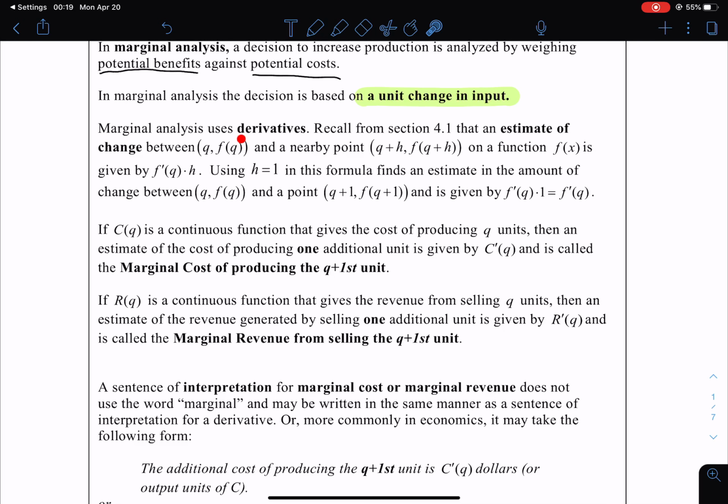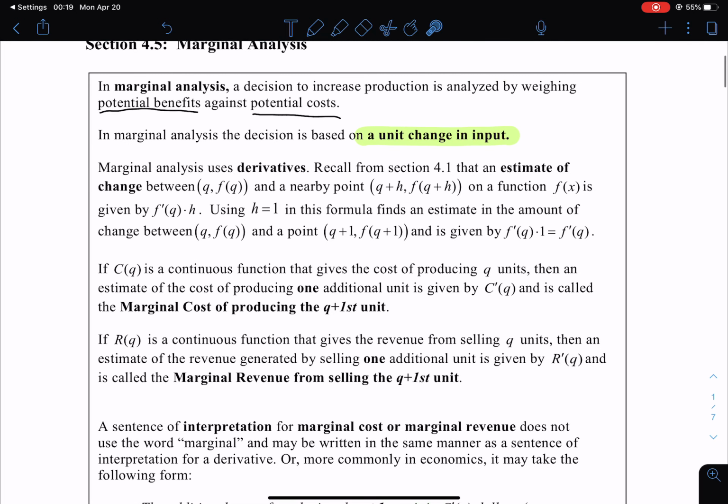Marginal analysis uses the derivatives. That is because here potential benefits are against the potential cost. So actually this one means just the potential benefits per potential cost. Benefits per cost. So we feel like, oh, all right, this is the idea of the derivative. Yeah, that's true. That's why we use derivative, because actually we are talking about this part.